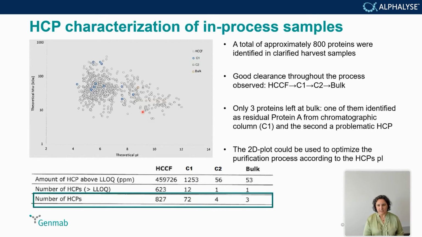It's around also the same area. So there were only 3 proteins left in the bulk. One of them was identified actually as a residual protein A from the chromatographic column 1, and the third was a problematic HCP. So we tried to investigate a little bit further on that, but we also could see that we have a nice reduction through the process.